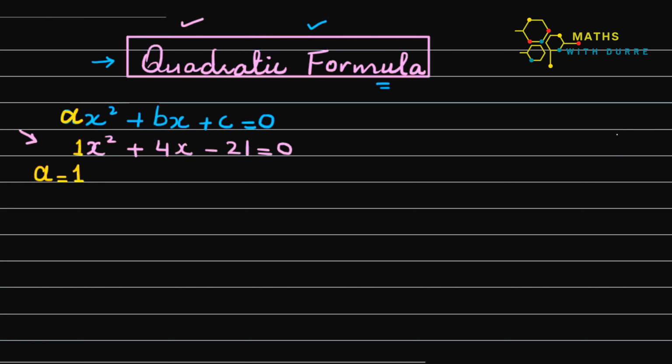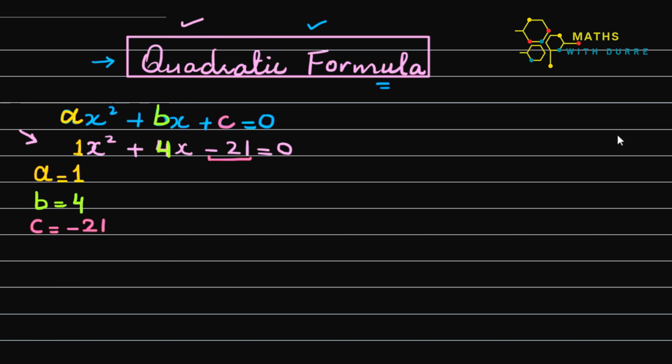Clear? And what is the coefficient of the term x? That is b. And as per this equation, that is 4. So b is 4. All right. And what about the constant term? The constant term is c. And in this equation, it is −21. So you can say that c is −21. So now we are going to solve this equation with the help of the quadratic formula.